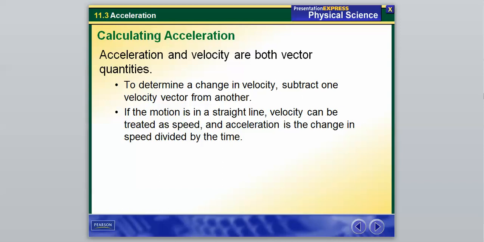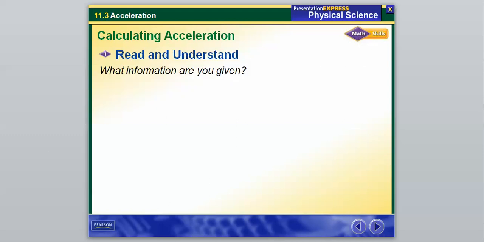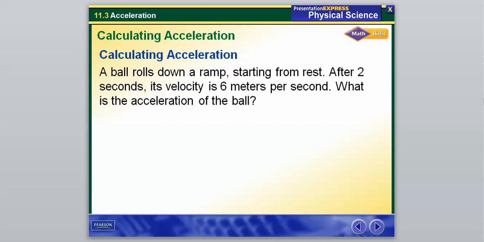We're just going to do a little sample here, step by step. Here's our problem. A ball rolls down a ramp starting from rest. After 2 seconds, its velocity is 6 meters per second. What is the acceleration of the ball? The first thing we have to do is ask what information we're given. I'll read it one more time. A ball rolls down a ramp starting from rest. After 2 seconds, its velocity is 6 meters per second. What is the acceleration of the ball?